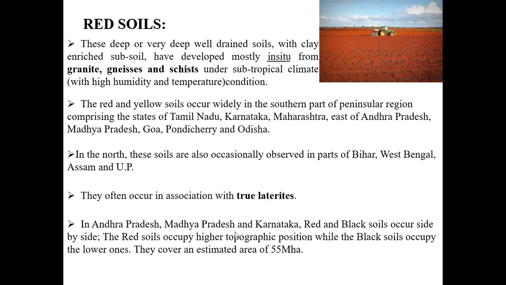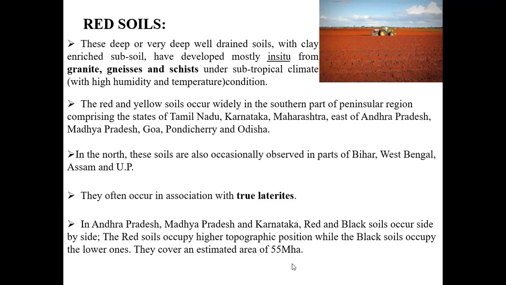Mostly in Andhra Pradesh, Madhya Pradesh and Karnataka, red and black soils occur side by side. Students, I have seen this in Andhra Pradesh: you can see red soils, and after a short distance, immediately we can see black soils also. The red soils occupy higher topographic positions, while the black cotton soils occupy the lower ones. In lower topography you can see black cotton soils; in higher topography, red soils.